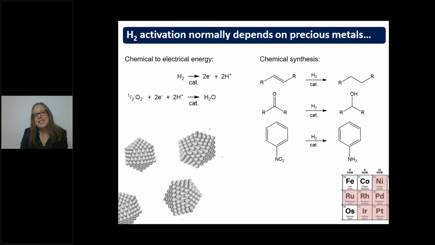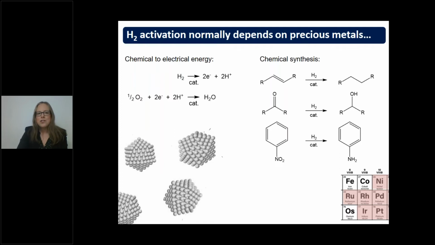On the other hand, as chemists, we would normally think about hydrogen activation relying on precious metals, whether that's the conversion of chemical to electrical energy in fuel cells, where we might use platinum nanoparticles as the catalysts, or whether it's the addition of hydrogen across unsaturated bonds in chemical synthesis, where again we would tend to use precious metal catalysts, either heterogeneous or homogeneous, for those reactions.